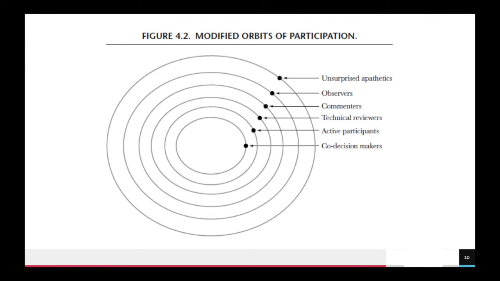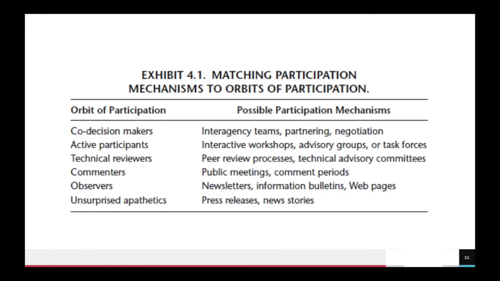Agins portrays the public as consisting of six orbits: decision makers, creators, advisors, reviewers, observers, and unsurprised apathetics. This concept of orbits of participation is valuable. As you can see, people can move from an outer orbit to a more active orbit, but it of course requires an investment of their time and energy. A major reason for identifying orbits of potential involvement is that you might need to use different public participation techniques to involve different orbits. It is illustrated in Exhibit 4.1.